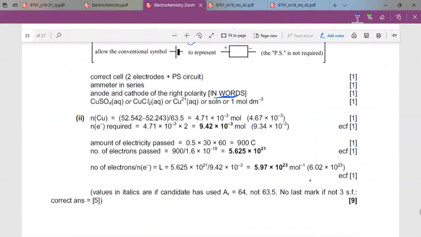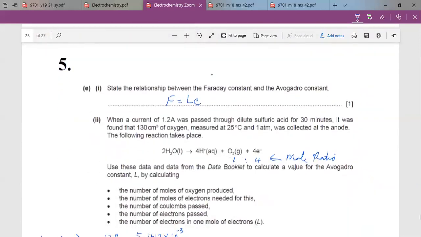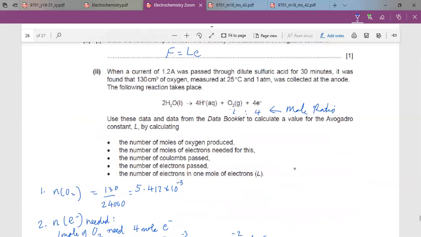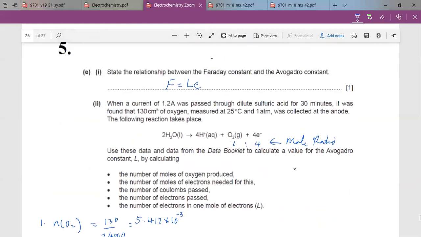Okay, the total amount of charge passed through is Q equals IT. I'm going to hurry up. So the number of electrons is right here. These two you relate, and you get the answer here. For the last one, it's the same thing. Now here they ask you for the relation of the Faraday constant and the Avogadro number.